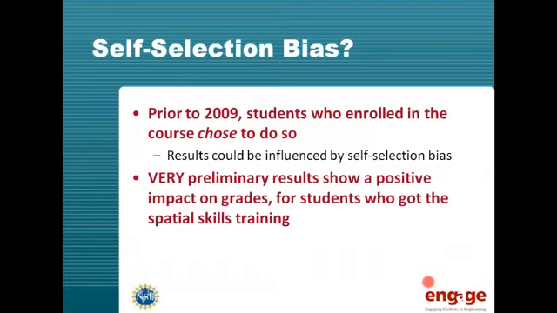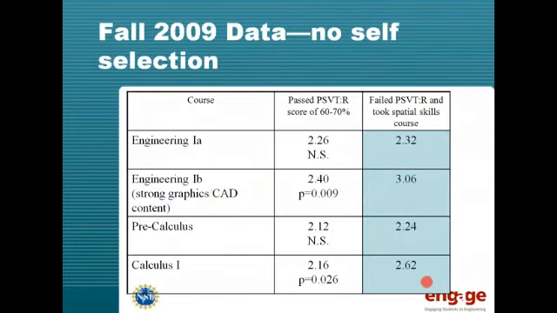But let's look at the data when we don't have the self-selection bias. Again, the students who failed the Purdue test and underwent the spatial skills training did better in one of their engineering courses as well as in their calculus course than the students who marginally passed the Purdue test with a score of 60 to 70%.